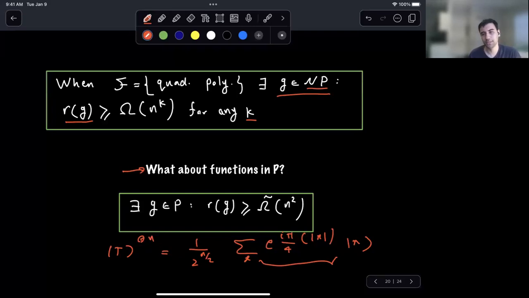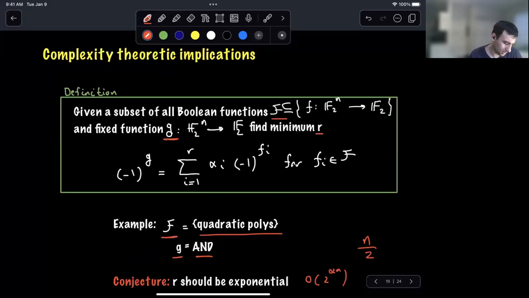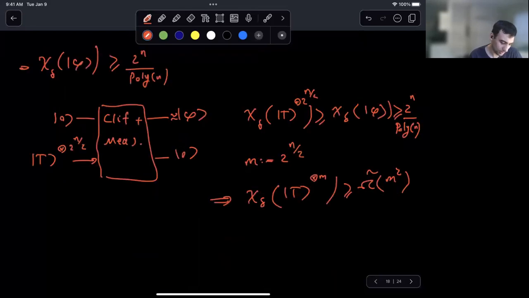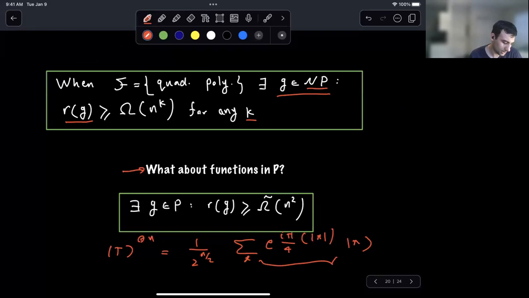And we proved that you cannot write this function in terms of stabilizer states. And stabilizer states are a special case of these quadratic terms. So you cannot write this function in terms of quadratic functions using fewer than n squared terms. So this was an implication of the result on stabilizer rank in the completely classical complexity theory setting.